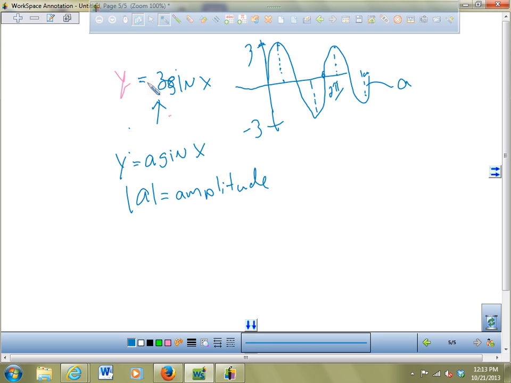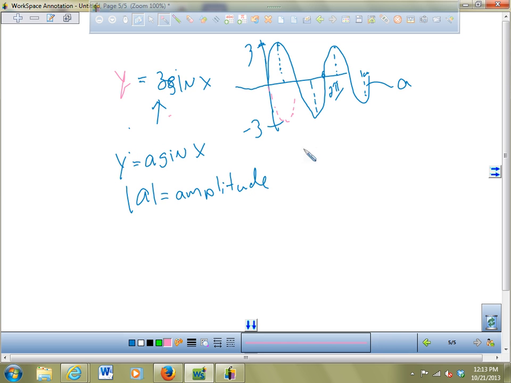So this distance there is the amplitude. If it's a negative sign, who can tell me what would be different? What did you find on that lab that you did? Did you guys figure that out? Come on. It just flips it. So if it were negative sine of 3x, all that would do is make it go the other direction. But the amplitude would still be 3. So that's all the amplitude does. It shrinks it vertically, or it stretches it vertically.